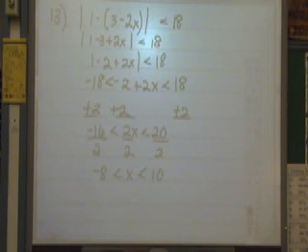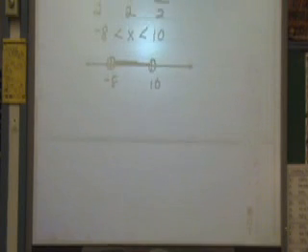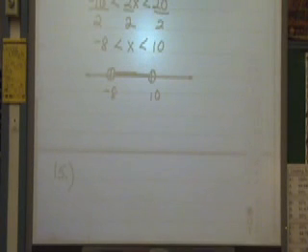And graphing it. The open circles at negative 8 and 10, and then you shade in between. That's correct. Number 15. You have 4 plus 3 times the absolute value of 5n plus 1 equals 13.